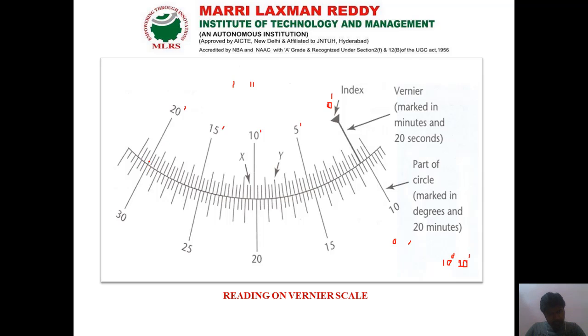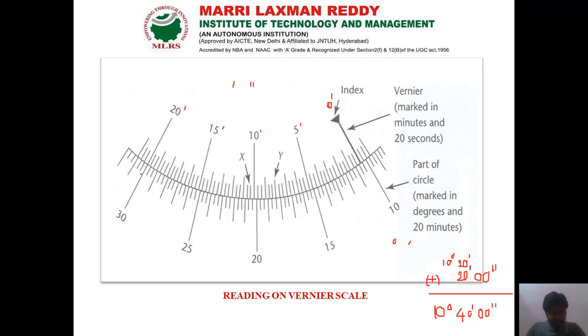Here the line for 20 minutes exactly coincides, so I have to note down this reading: 20 minutes and 00 seconds. So my Vernier scale reading is 10 degrees 20 minutes, and I have to add 00 seconds.